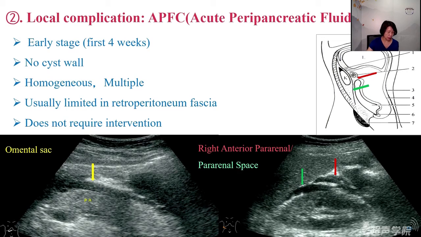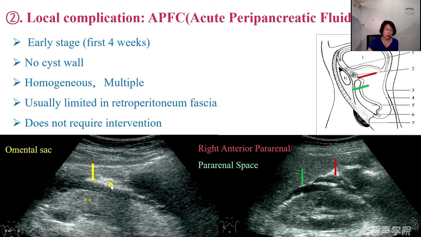The second key point is to find if there is any local complication. As we mentioned above, there are 4 kinds of local complication. The first is APFC. It's usually homogeneous, it's multiple, it emerged in retroperitoneal fissure. It does not require intervention. It has no cyst wall and within 4 weeks.